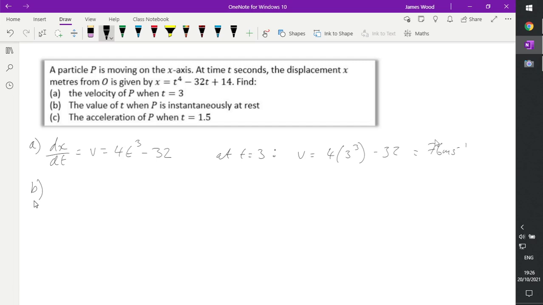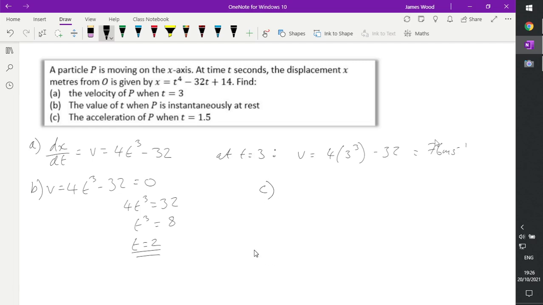Part B. The value of t when p is instantaneously at rest. So remember, instantaneously at rest means the velocity is 0. We've got our expression already from the velocity. So we're looking to see when v, which is 4t cubed minus 32, equals 0. So that means 4t cubed is 32. So t cubed is going to be 8. So t would be 2.